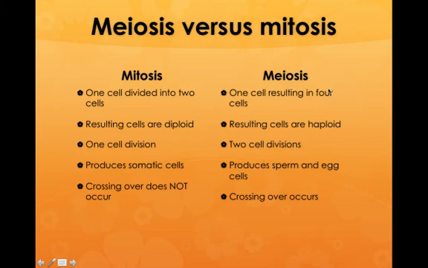In meiosis, one cell results in 4 cells. The resulting cells are haploid, not diploid, because they're designed to fuse with other sex cells. There are 2 cell divisions, not 1. We produce sperm and egg cells here, not somatic cells, and crossing over occurs, and the crossing over does not occur in mitosis. So this is just a crash course on meiosis.